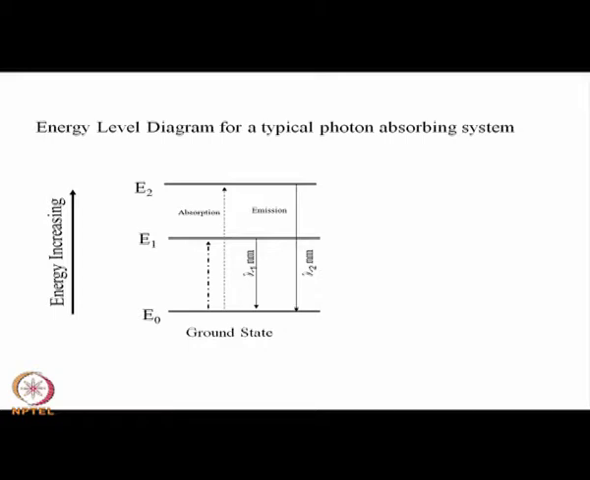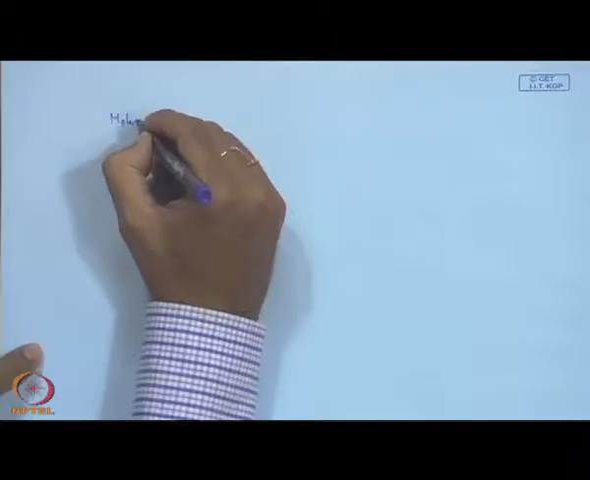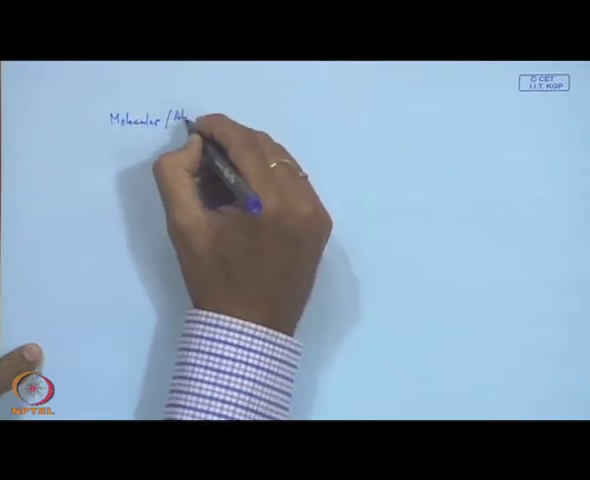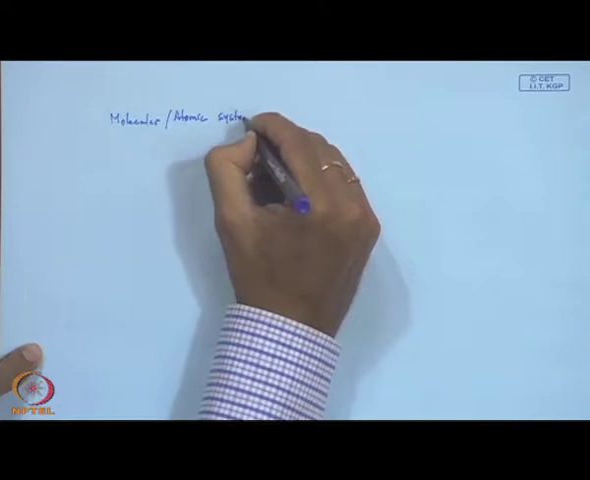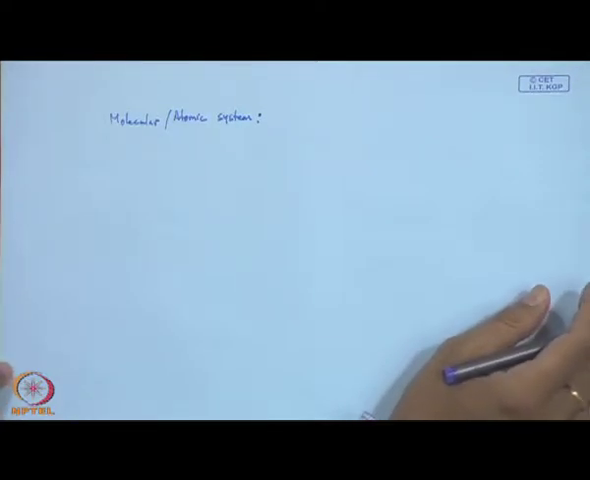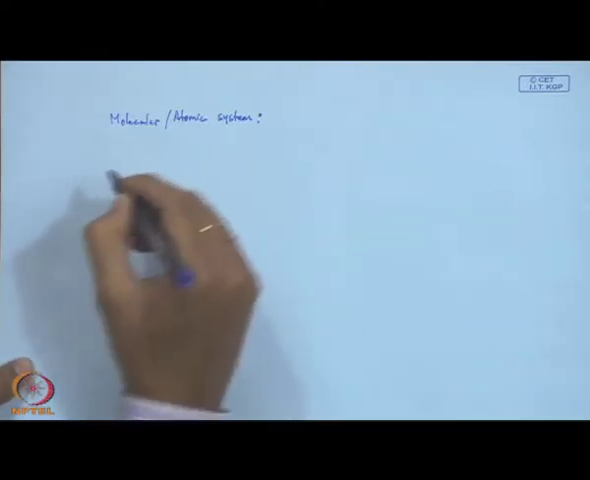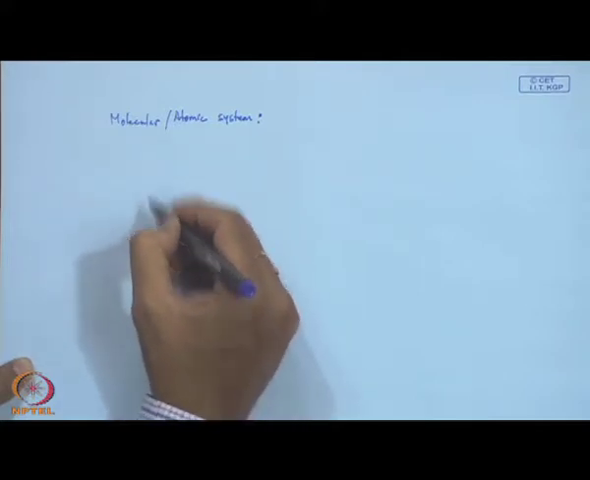Now, the energy level diagram for a typical photon absorbing system. When we do spectroscopy, we always keep in mind that we have a molecular, or maybe atomic, system associated with a number of energy levels, which are obtained from the solution of the corresponding Schrödinger equation. When we get the solution, we arrange these levels in order of increasing energy.